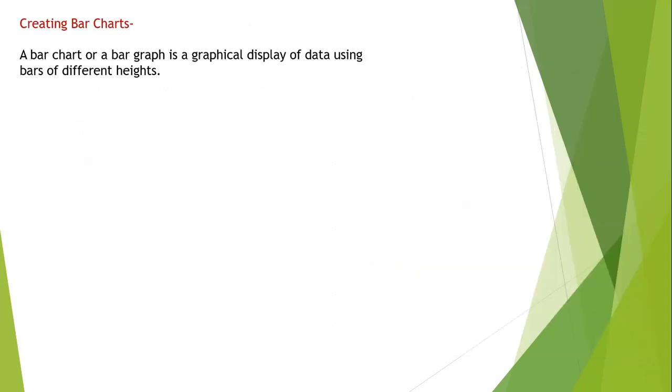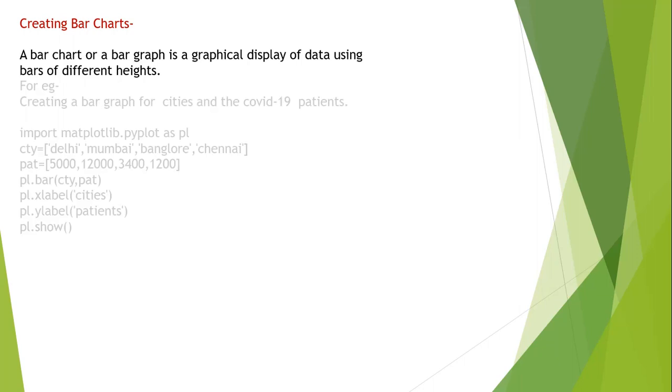Creating bar charts. Okay, a bar chart, as you know, is a graphical display of data using bars of different heights. Also, you have studied that a bar chart represents categorical data. So whenever there is a need to show some categories, we need to use the bar chart. Okay, now let's see how to use it.